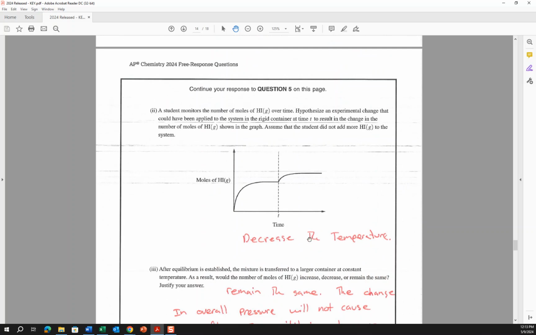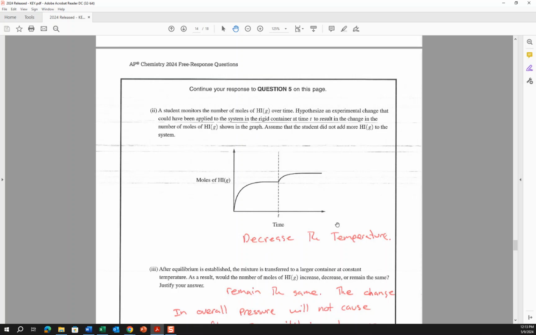The first one for me that came to mind was a decrease in temperature because it was exothermic. And I think I was thinking of ways to shift the reaction because it said we couldn't add any HI. So I was thinking, without adding something, what could cause the shift? So that's why I went to the decrease in temperature. But if you said adding more H2 or adding more I2, that would work as well. And notice it doesn't say explain or justify.